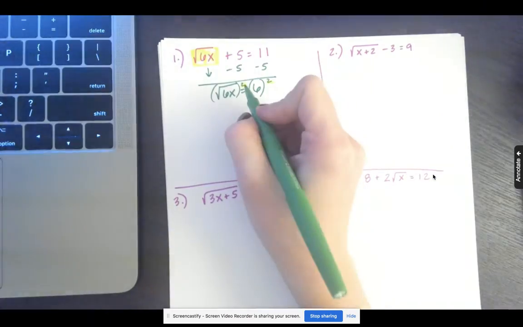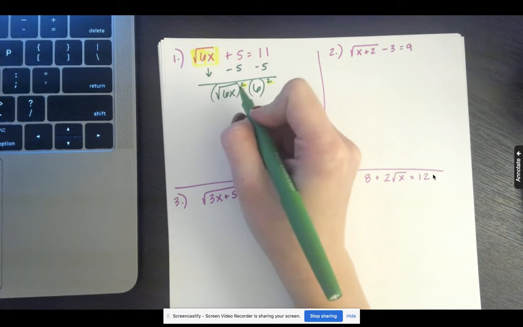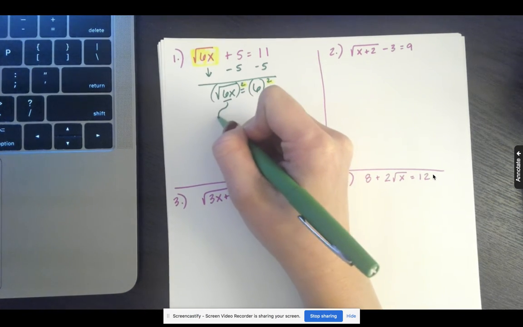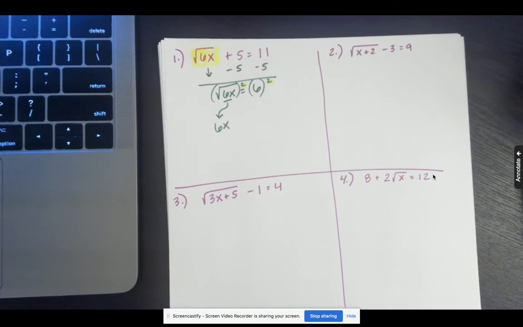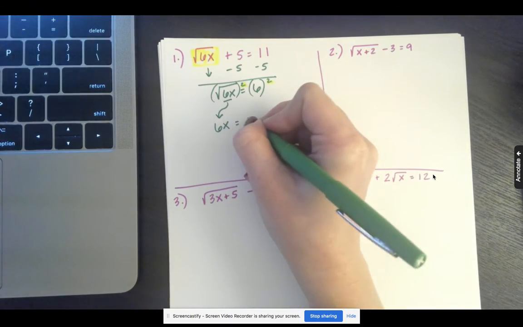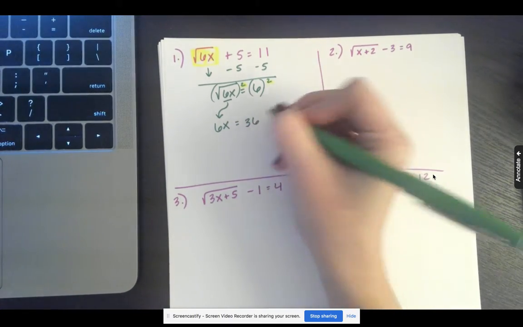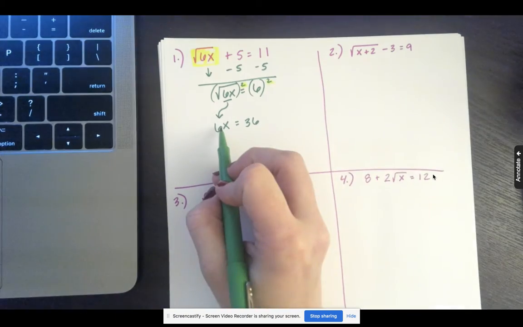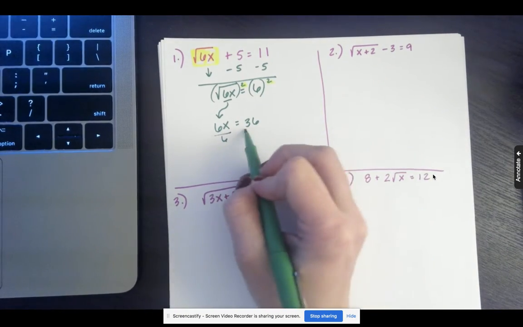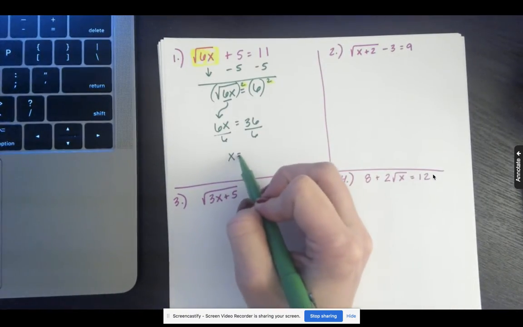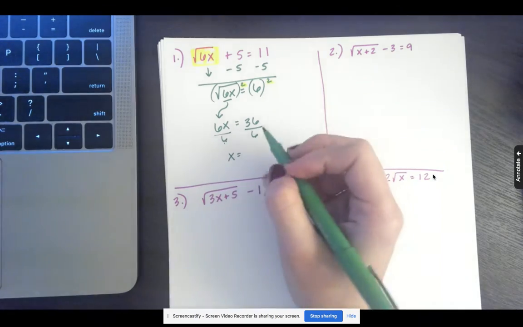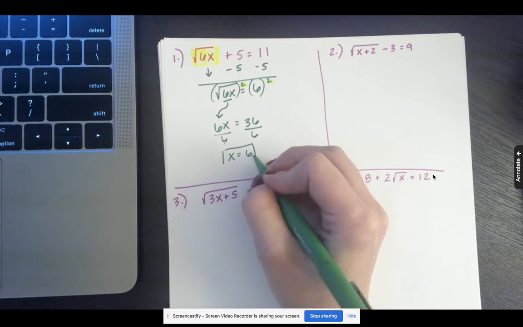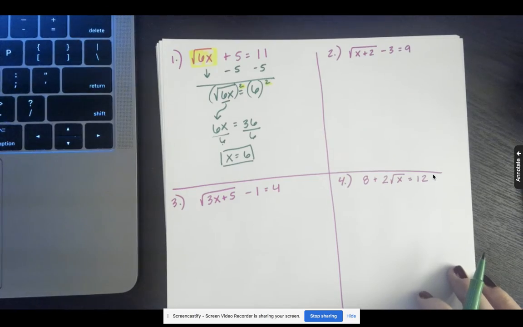So when I do that, that is going to cancel out the square root, and this inside of the house comes out. So both the square root and the exponent have canceled each other out. So I'm left with 6x equals 6 squared, which is 36. And then I'll use the inverse of multiplication to cancel out the 6. So I'm going to divide both sides by 6, and I get x equals 6.